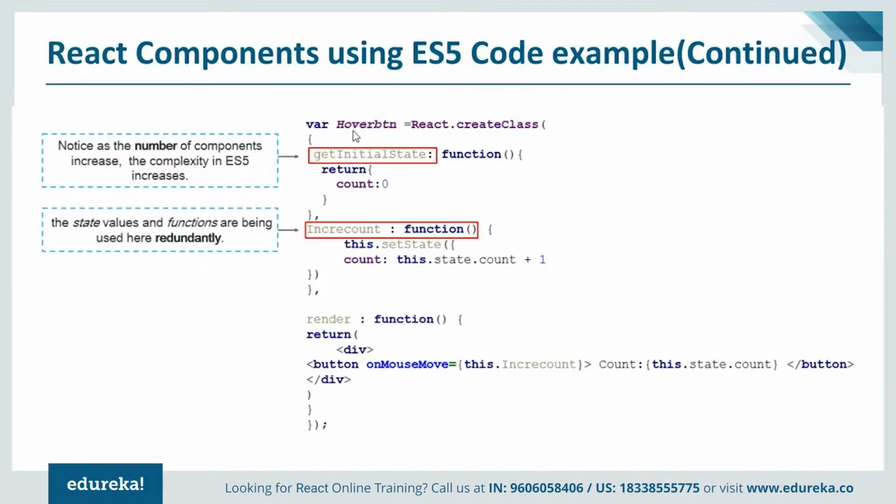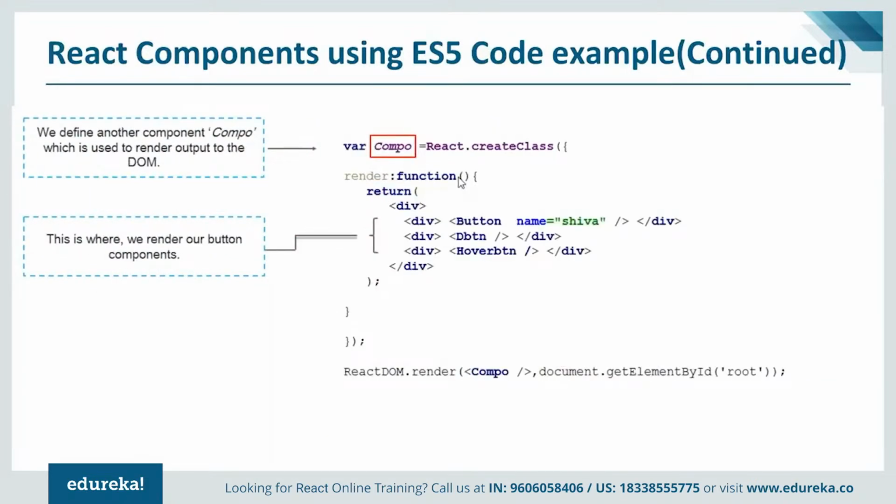Finally, we have one more component for the hovering of the button. As the number of components increases, the code is getting lengthy in ES5. It is very difficult from a readability and maintainability standpoint to maintain the ES5 code because the complexity of the class is increasing. For the hover button, likewise, we have the getInitialState function, then the increCount function, all separated by commas. Finally, we have the render function, which returns a button, and on mouse movement of the cursor, the increment counter will work.